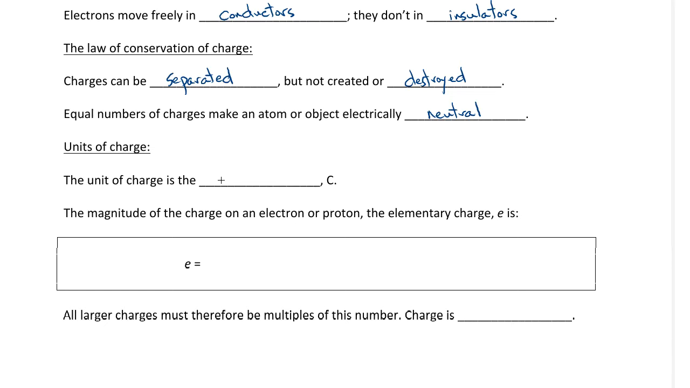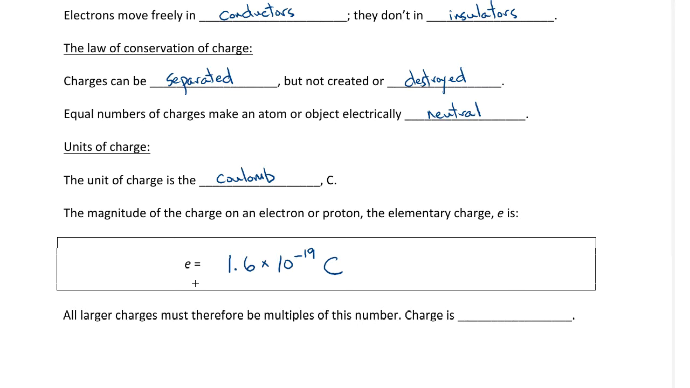The SI unit of charge is called the Coulomb, and given the abbreviation capital C. Now, a Coulomb is a lot of charge, and in fact the amount of charge on an electron or proton, again that's the same, is called the elementary charge, lowercase e, and that's a very small fraction of a Coulomb. It's 1.6 times 10 to the negative 19 coulombs.